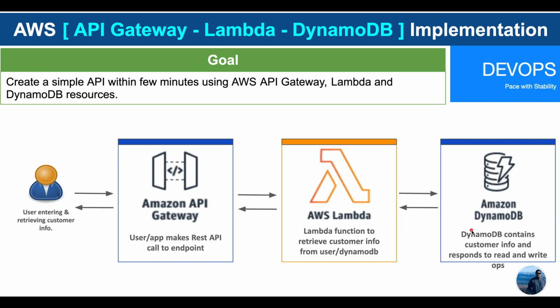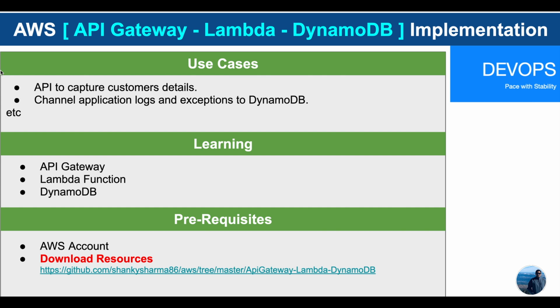DynamoDB is a NoSQL database service. There could be many use cases for this implementation. One could be we just want to create a simple API that will capture our customer details. Another one could be to channel application logs and exceptions and save them into DynamoDB. Since DynamoDB is NoSQL, it is going to fit in all those scenarios wherein our data doesn't have a well-defined structure.